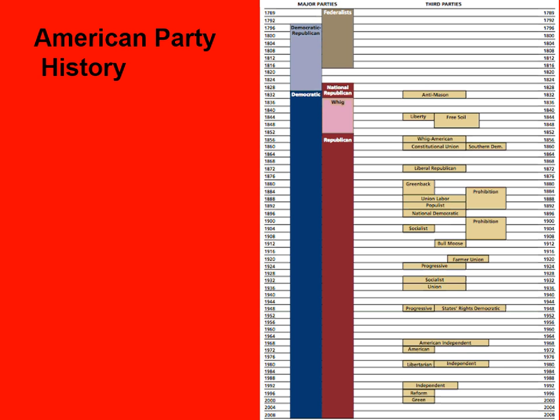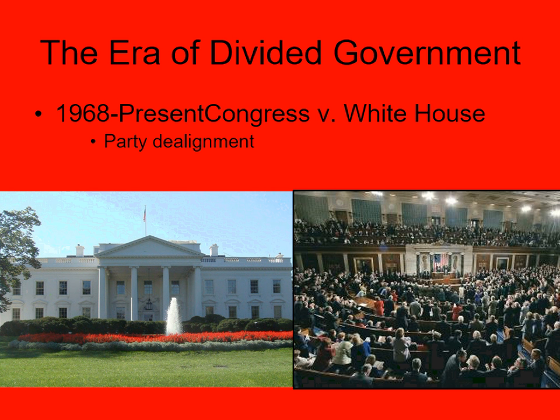So the next thing we want to associate with 1968 is the beginning of the era of divided government. The definition of divided government is when at least one house of Congress is controlled by one party, and the president is controlled by the other. So if the president is Republican, the Senate is Republican, and the House is Democratic, is that divided government?